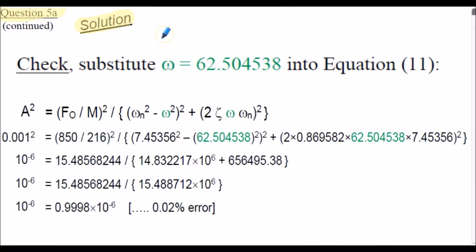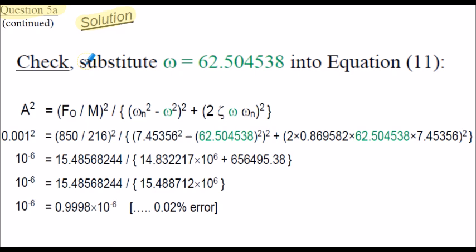Question 5a solution is a check we can undertake to confirm our final answer. If you now substitute the value of omega calculated on the previous slide into equation 11, in other words inserted here and here, you can then check if the answer calculated for omega is correct. In other words, if the left hand side of the equation is the same value as the right hand side of the equation. But that's just for reference.